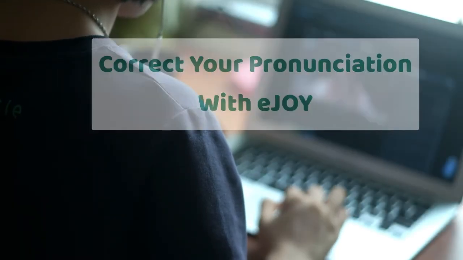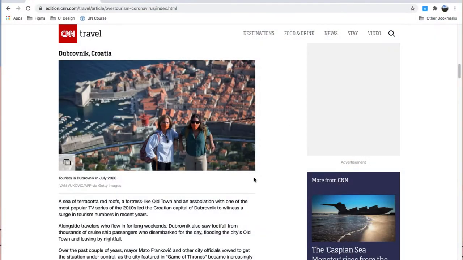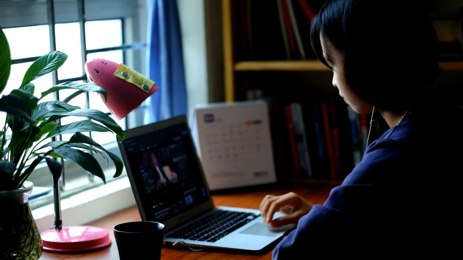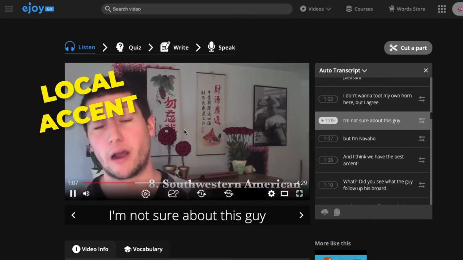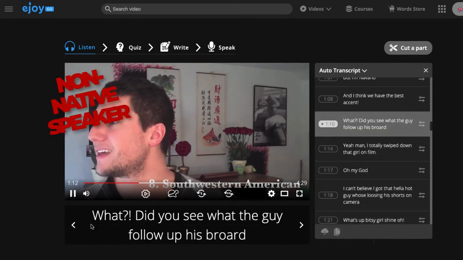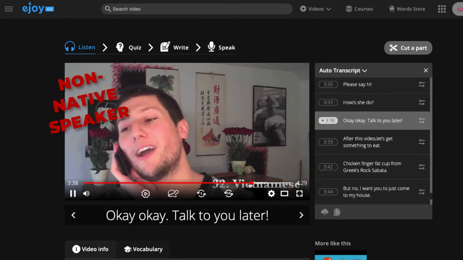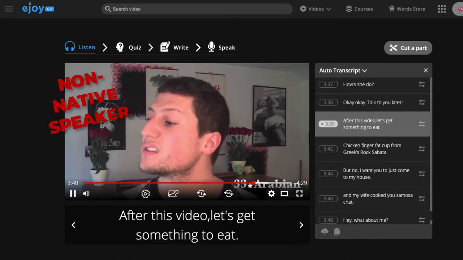Whenever your students click a word to look up its meaning, they would hear the clear pronunciation of that word immediately. When they watch a video in which the speaker is speaking with local accents, or as a non-native English speaker, this feature can be extremely helpful, as it shows them how the word is pronounced in standard English.